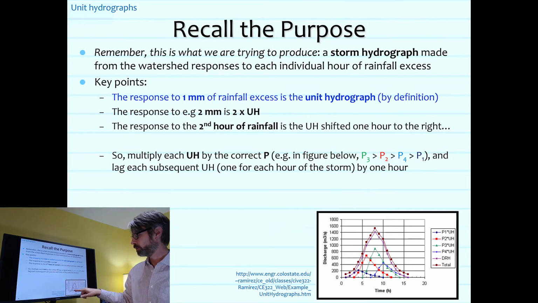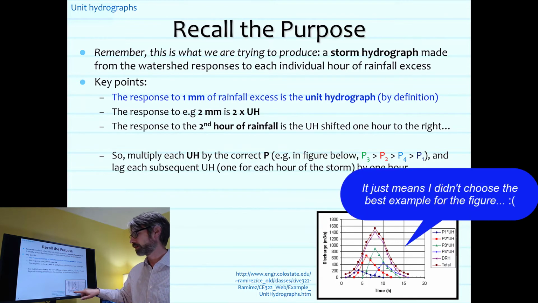In the figure below, you can see these are the unit hydrographs multiplied by the precipitation values. So it rained more in the 3rd hour than in the 2nd hour, then in the 4th hour, and finally in the 1st hour of the storm, it rained the least. Okay, and then each subsequent unit hydrograph is lagged by 1 hour. So we have 1 unit hydrograph again for each hour of the storm, and each hour is represented a little bit later. In this case, they're actually separated by 2 hours, but that's not an important point.